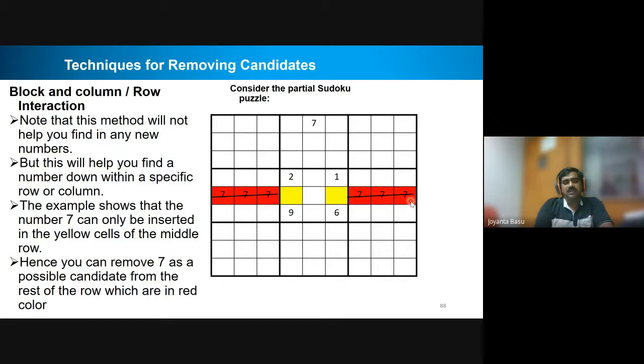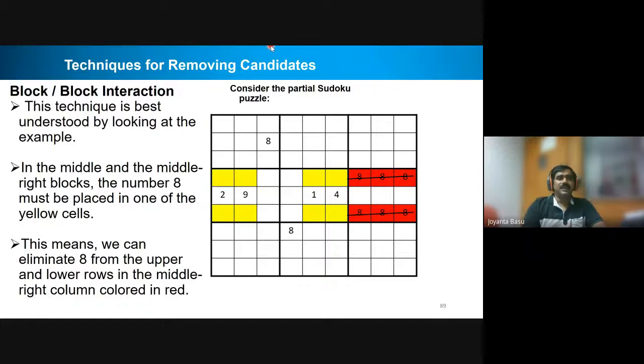7 is not possible in this red location. Hence we can remove 7 as a possible candidate from the rest of the row, which is red in color. If 7 is here, we cannot put 7 in this location, but we can put 7 either here or here. But if we write 7 here, we cannot write 7 in this location. So we call this removing the candidate. These are the very basic steps. If you can remember these steps, you can easily solve Sudoku problems.